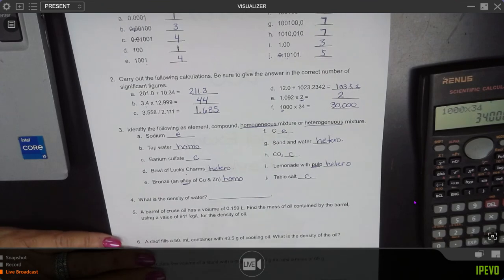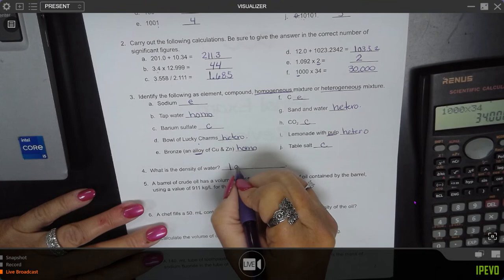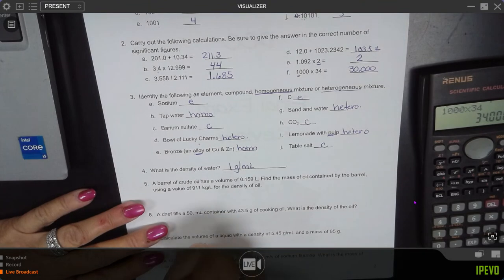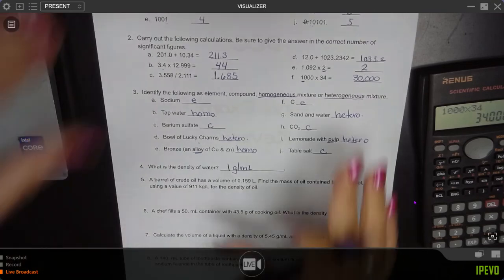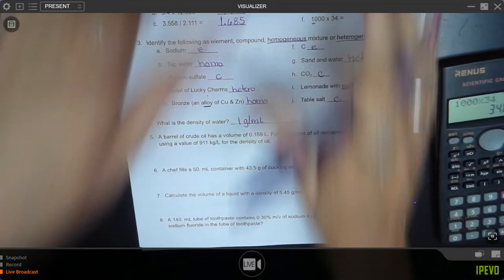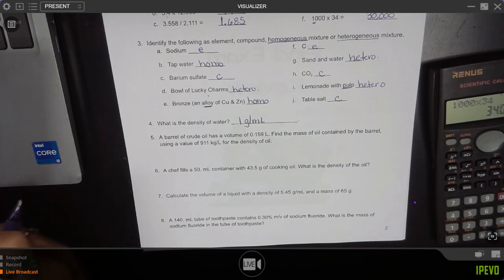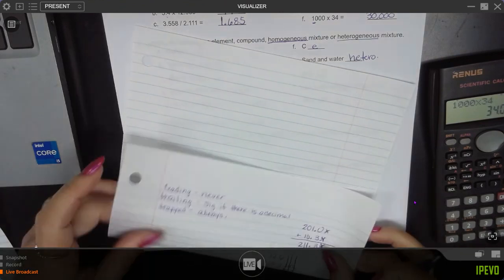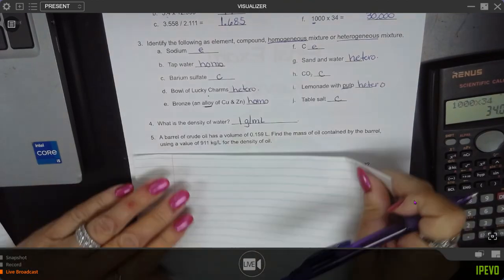Okay, what is the density of water? The density of water is 1 gram per milliliter. You should just remember that. It will come in handy at some point. Okay, the next few are conversions. And let's take a look at the conversions. This is where your dimensional analysis is going to come in handy.